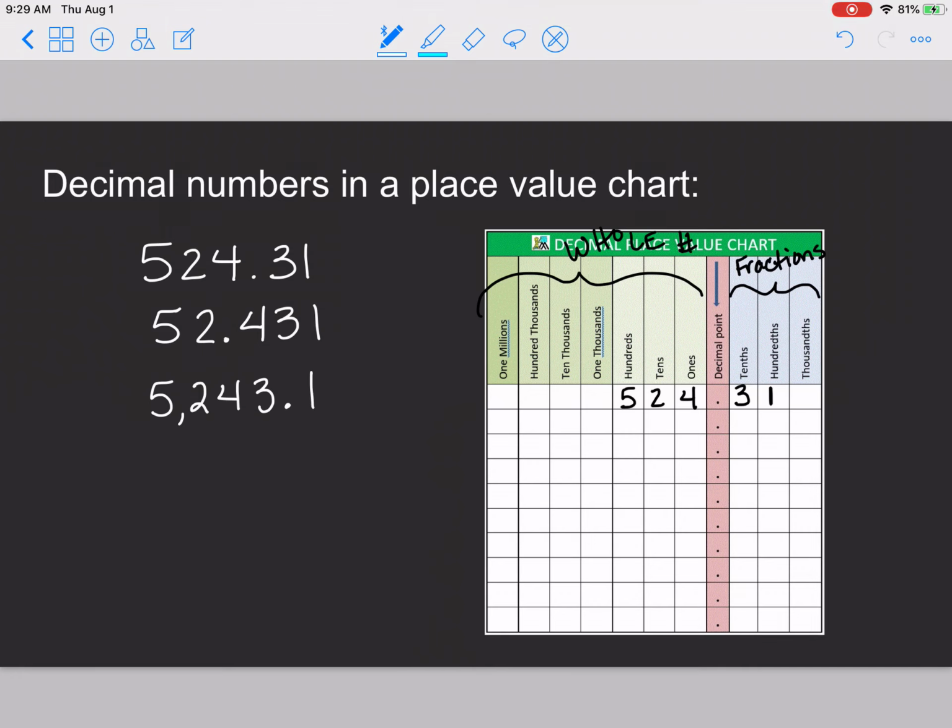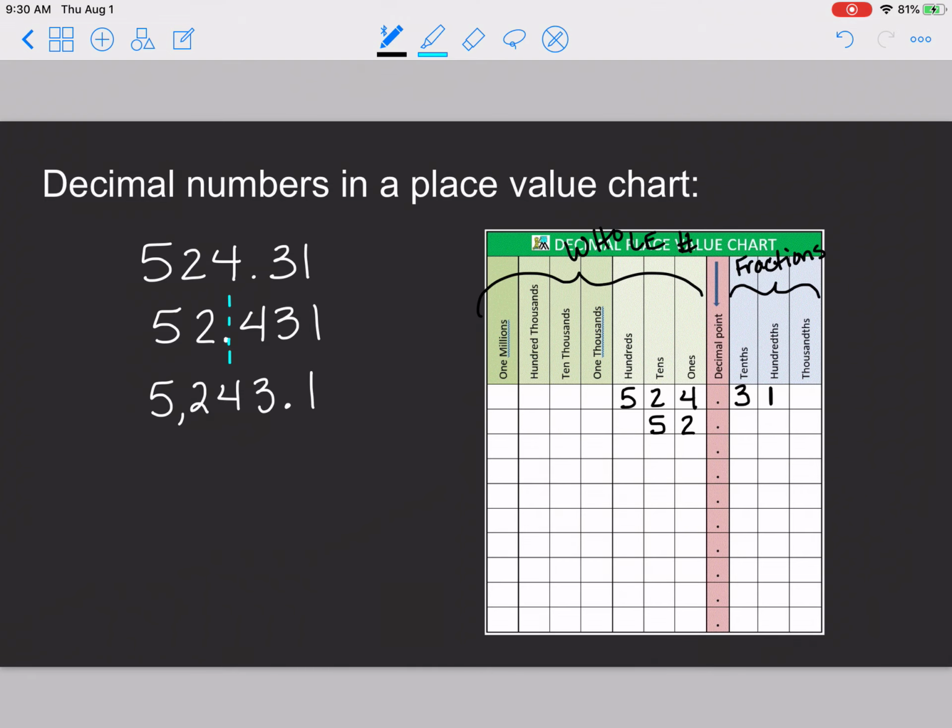Now, I have the first one on my place value chart already, but I want to put the other 2 on my place value chart. So again, I'm going to use that strategy of just kind of separating my whole numbers from my fractions. And I see that to the left, in my second number, to the left of the decimal is a 5 and a 2. And well, we know how to say that, 52. So I'm going to fill that part in on my place value chart, 52.